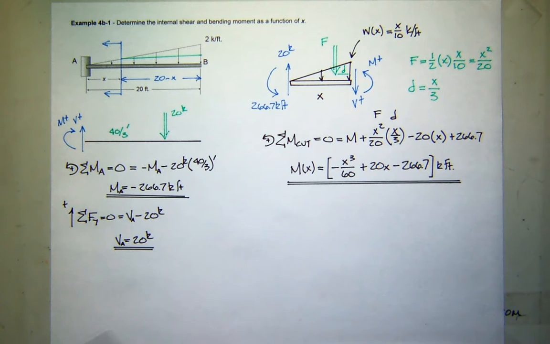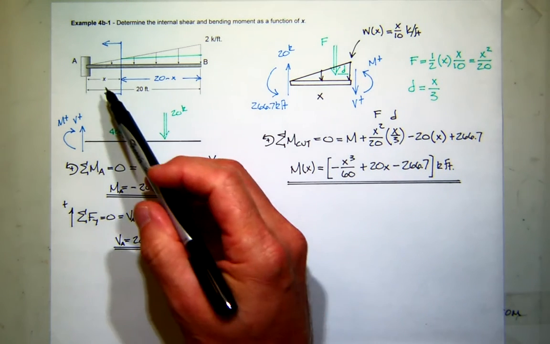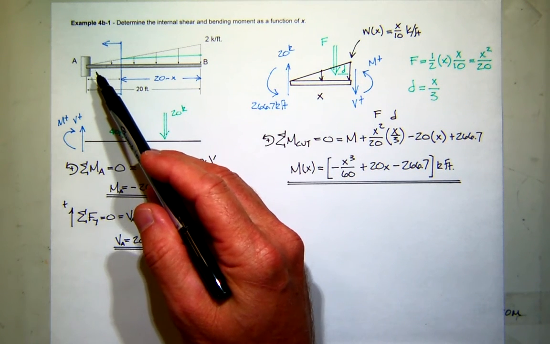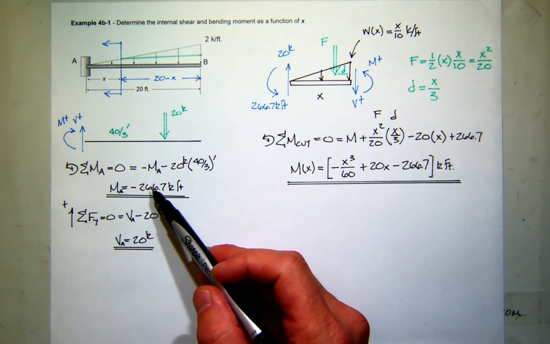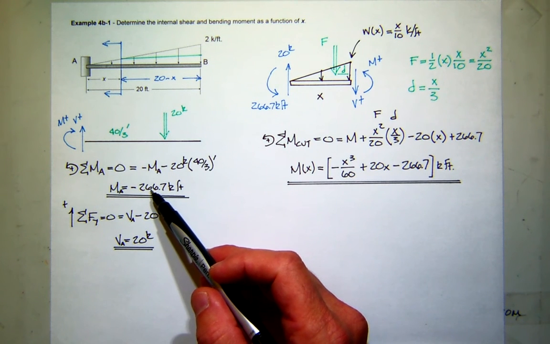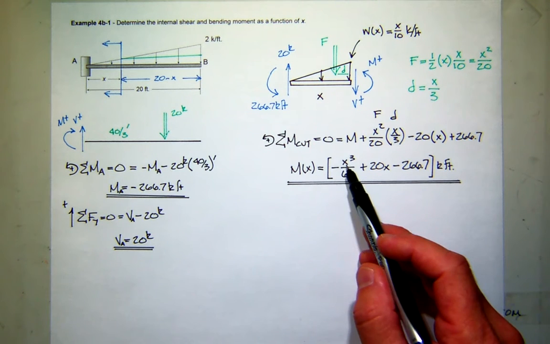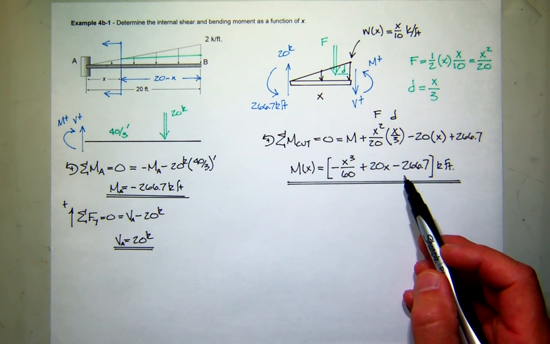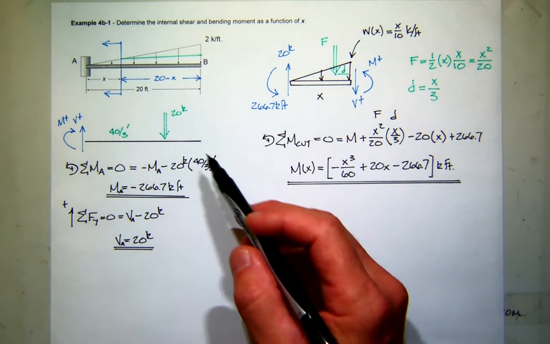Where are the two places I know my moment? What's the moment at A? The bending moment at A. We solved for it. And that's at what value for x? 0. So if I plug in x equals 0, what do I get? Negative 266.7. It works. Where else do I know my moment?